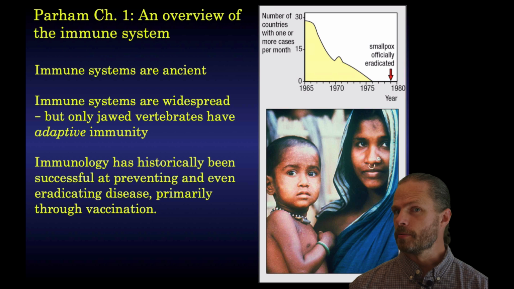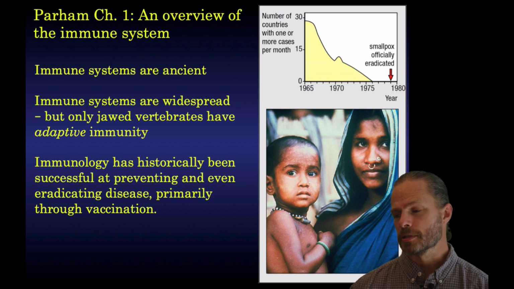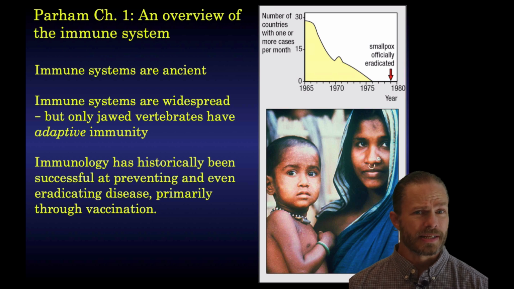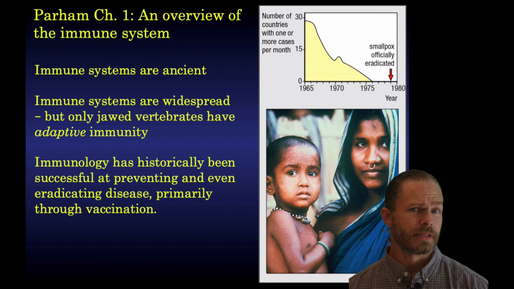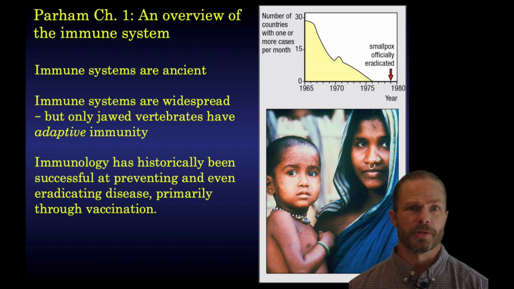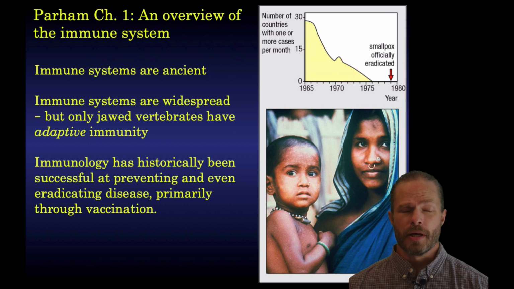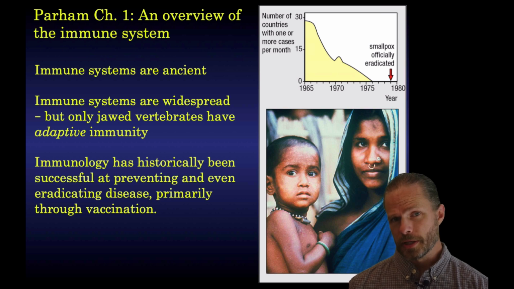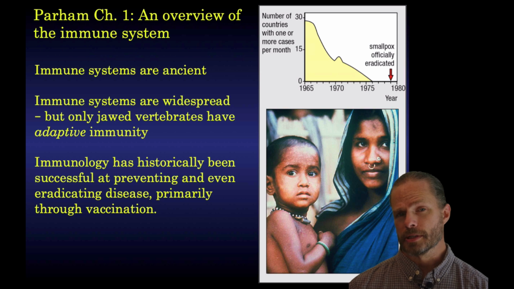So let's start with this overview of what immune systems are. The first thing I'll say is that this course tends to be very human-centric, and that's okay. We're interested in humans, we're interested in our immune systems. But it's a mistake to think that only humans have immune systems. Immune systems are very widespread and they're very ancient. They've been around for a long time.